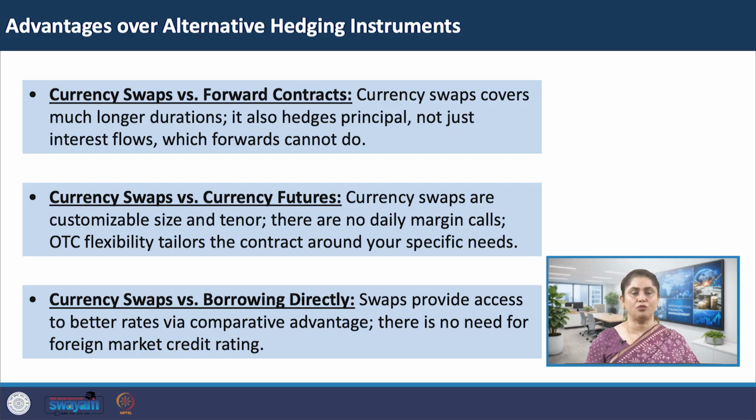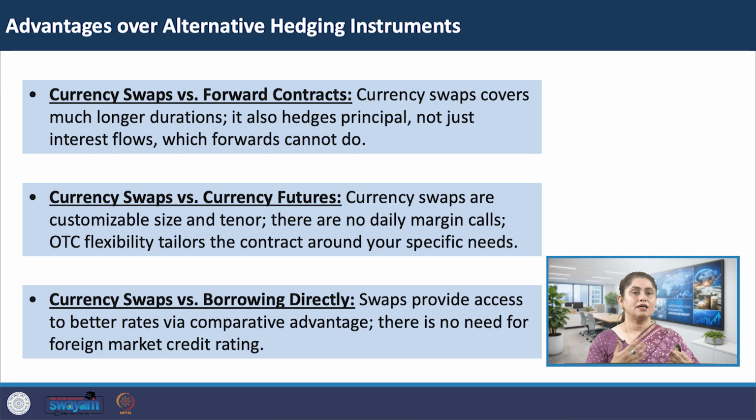Now we have seen the mechanics, but a natural follow-up question is, why is currency swap used at all? What's wrong with the other instruments we know, that is, forwards, futures, or just borrowing in the foreign currency directly? Let's go through each comparison carefully. Now, swap versus forward contracts. Currency swaps cover a much longer duration. They cover years. They also hedge the principal amount, not just the interest flow, which a forward contract cannot do.